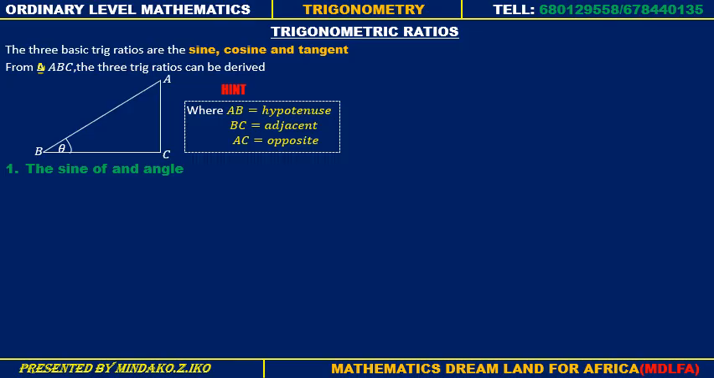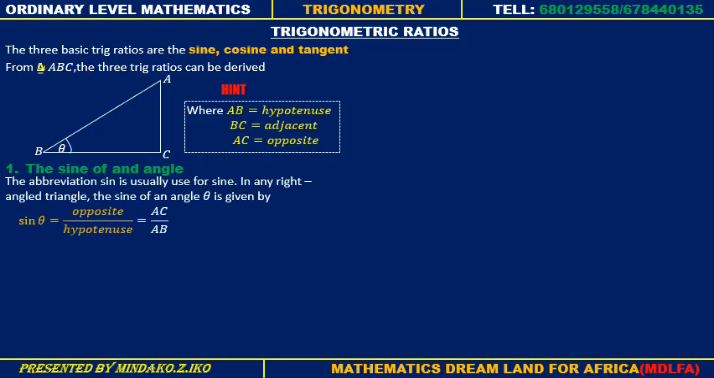Now, what is actually the sine of an angle? The abbreviation sin is usually used for sine. If you look at a calculator, you notice that we have sin there, and it is just the abbreviation of the full word sine, the one that ends with e. Now, in any right angle triangle, the sine of an angle theta is given by sine theta equals opposite over hypotenuse.